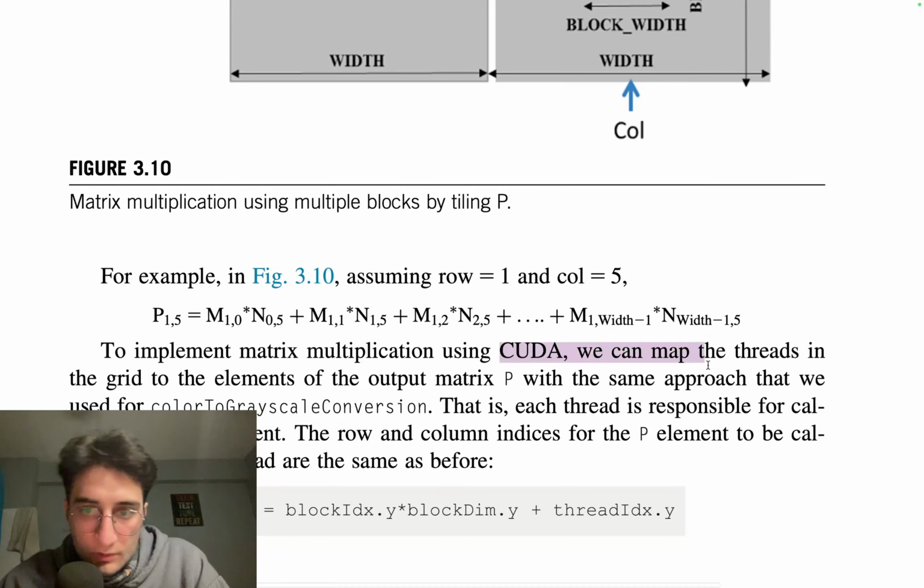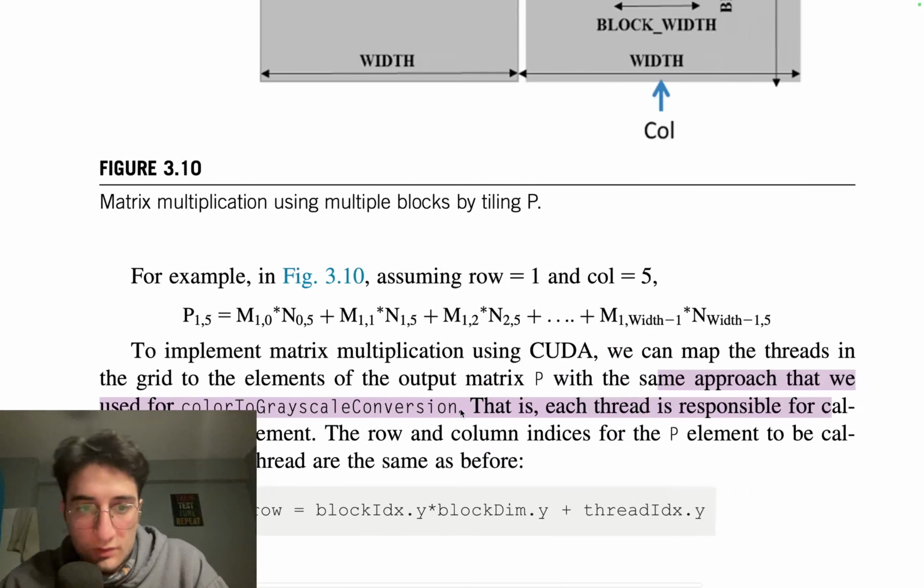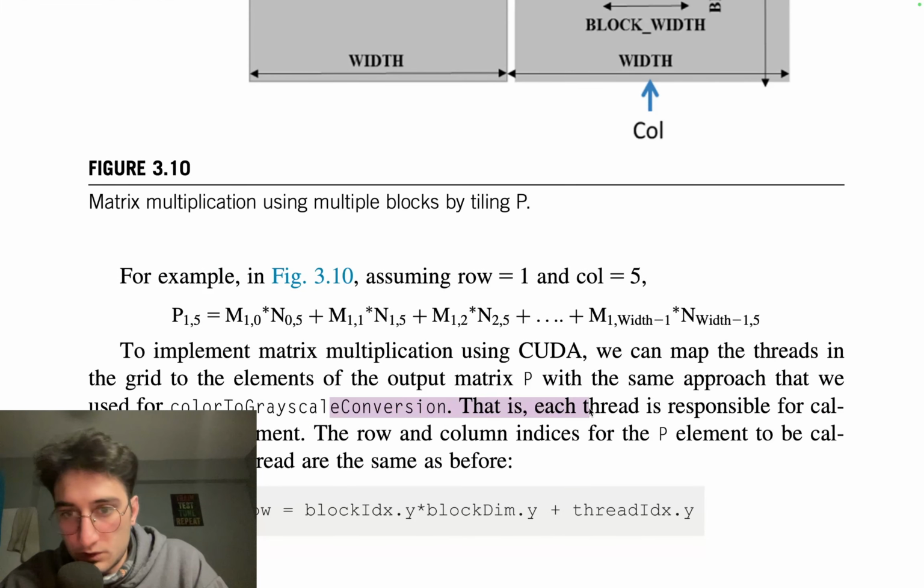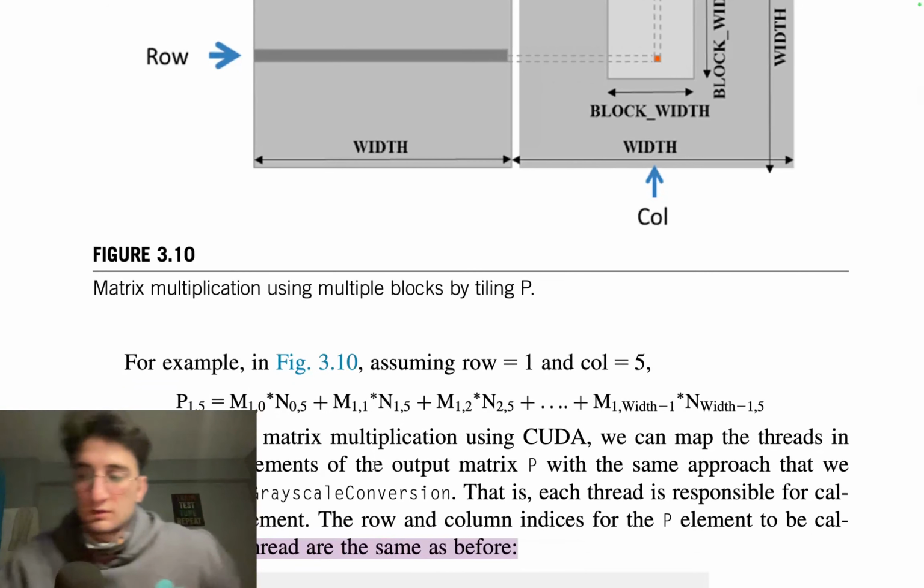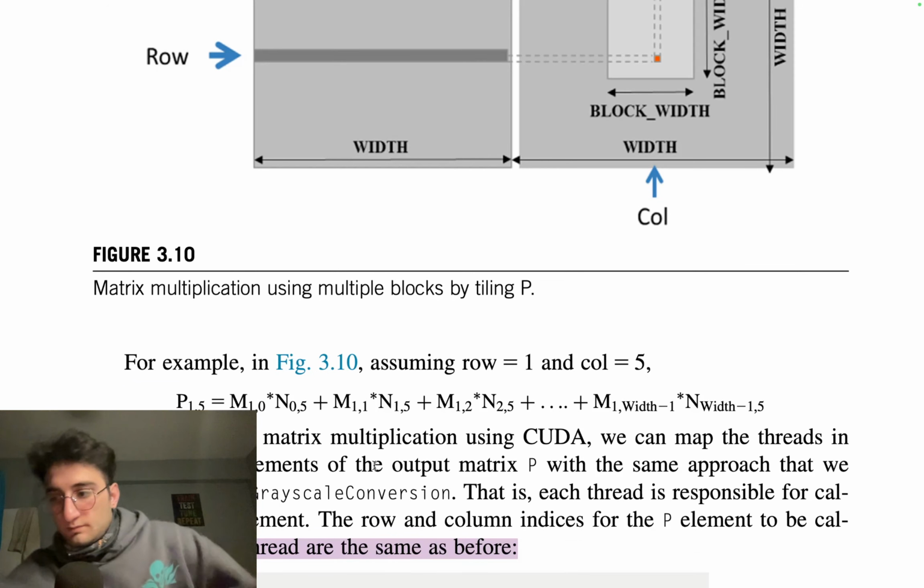To implement matrix multiplication using CUDA, we can map the threads in the grid to the elements of the output matrix P with the same approach that we used for color to grayscale conversion. That is, each thread is responsible for calculating one P element. The row and column indices for the P element to be calculated by each thread are the same as before. But before that, I need to understand.